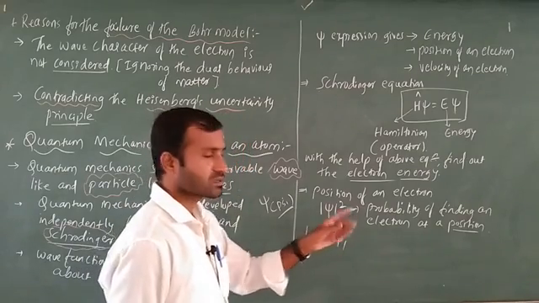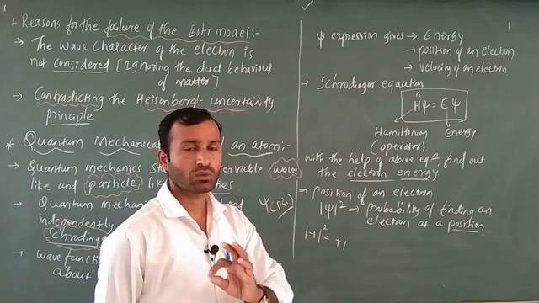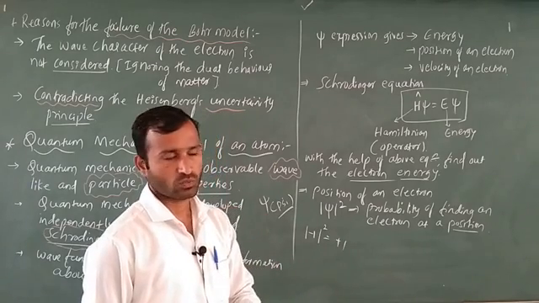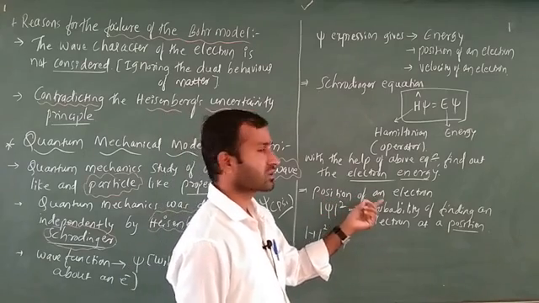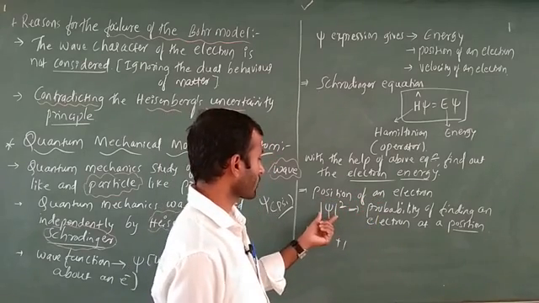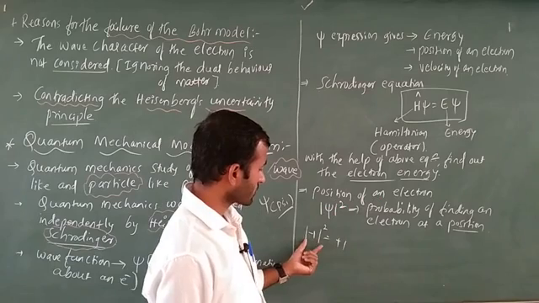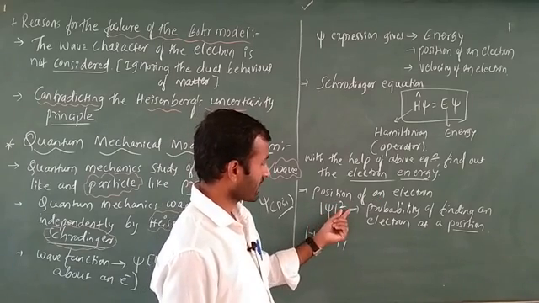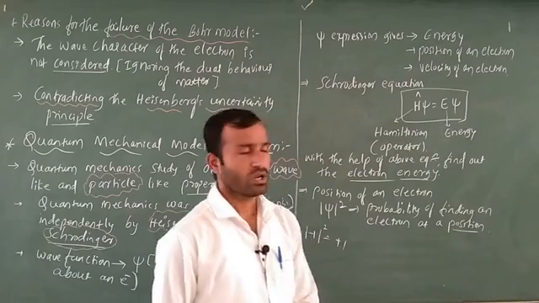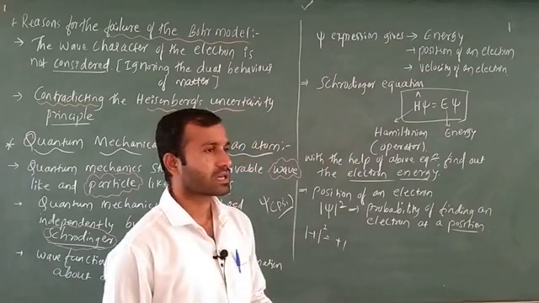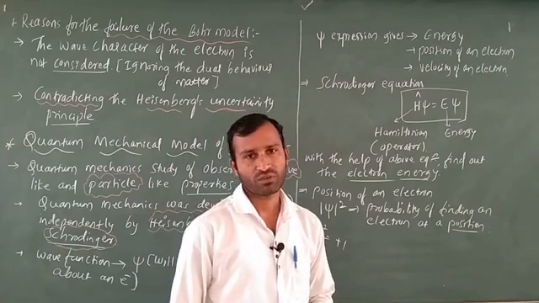Psi is always positive. Psi is never negative, bear in mind, because the wave function is always positive in nature. That is why, to find the position of an electron, how are we going to read this? Modulus. Modulus square is the probability of finding an electron at a position.